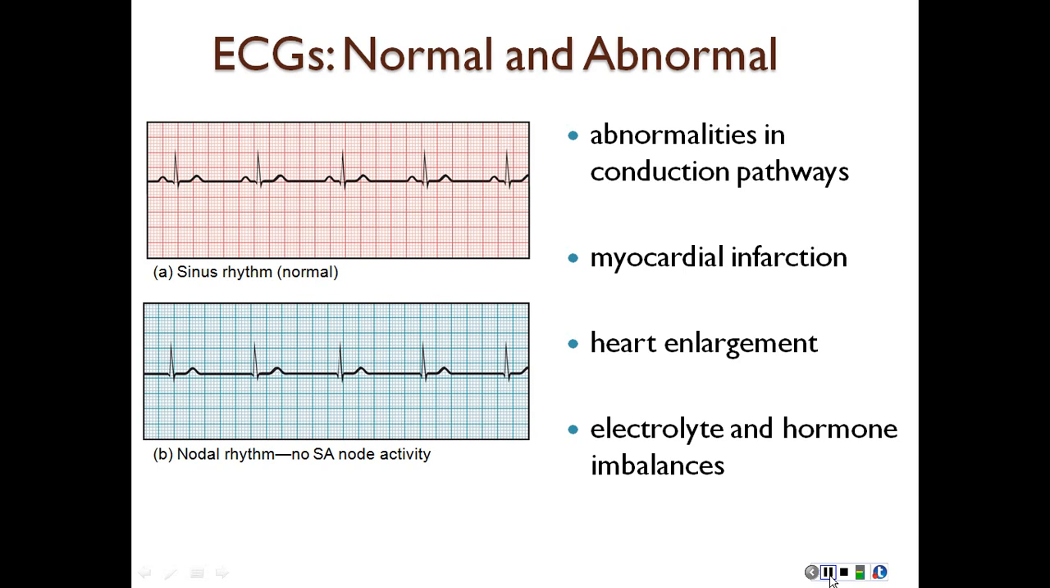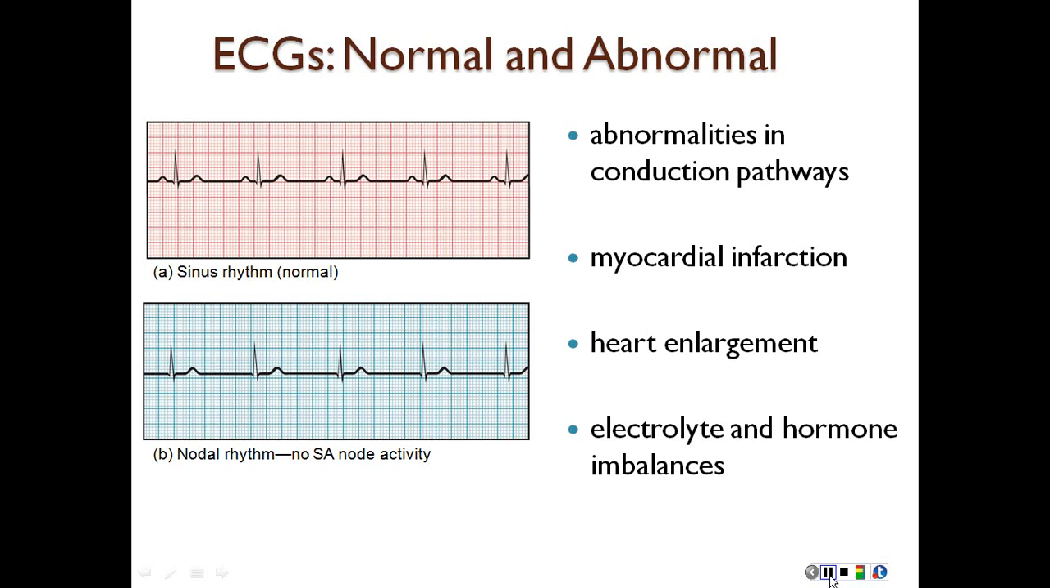When a person has a nodal rhythm, their SA node is not firing, so the AV node takes over as the pacemaker. And the problem here is the heart rate only gets up to about 40 to 60 beats per minute.